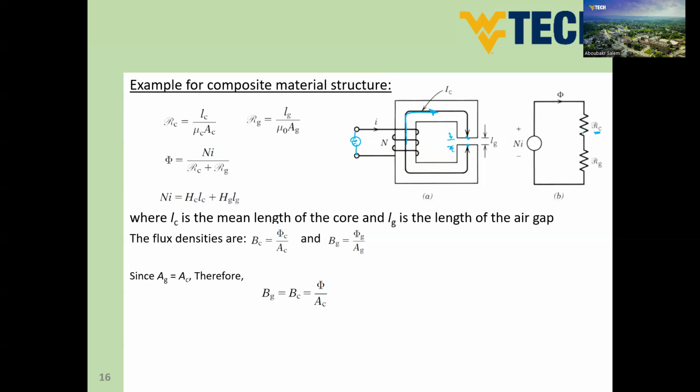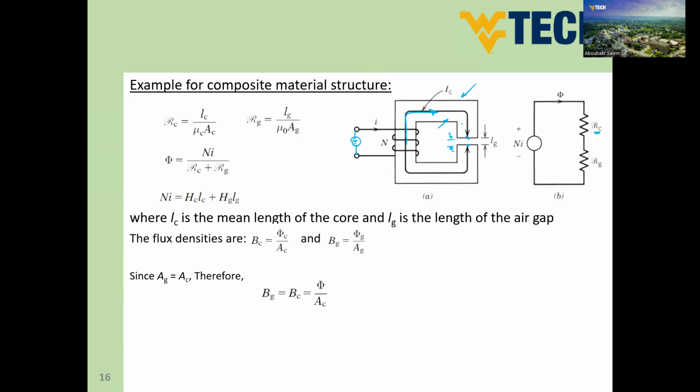How can we calculate these reluctances now? Simply, reluctance of core equals L core divided by mu core times A core, where L core is the average length you have here, and A core is the cross-section area of this core. It would be given. Is it circular? Is it square? Whatever the dimensions, it will be given, or given as a number in square meters. So this is the cross-section area.